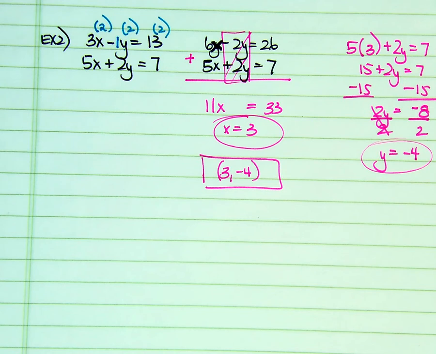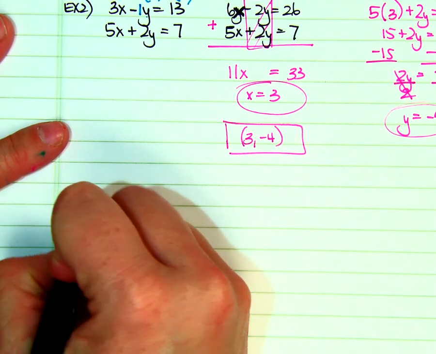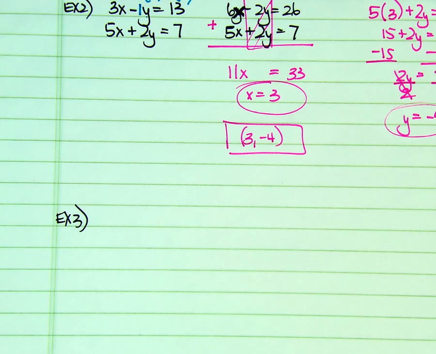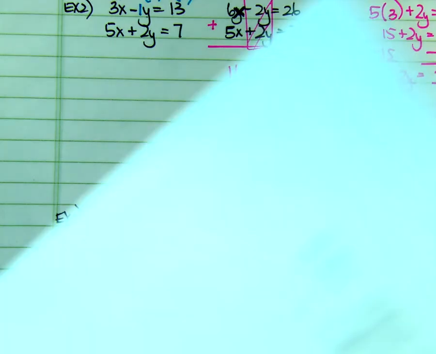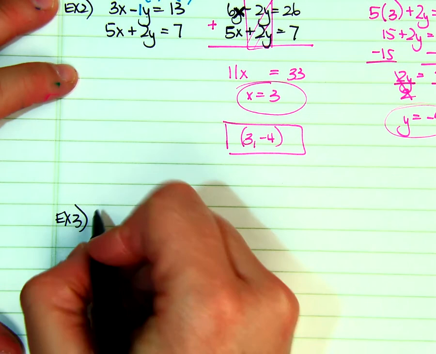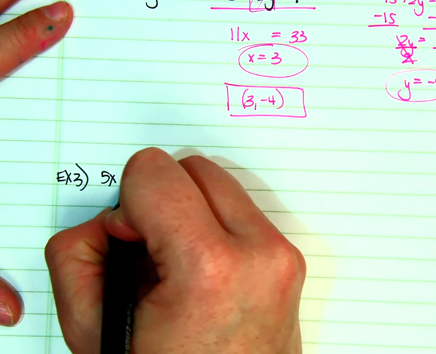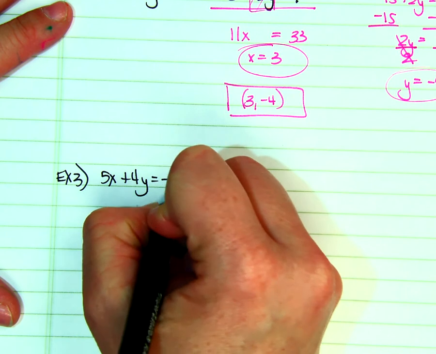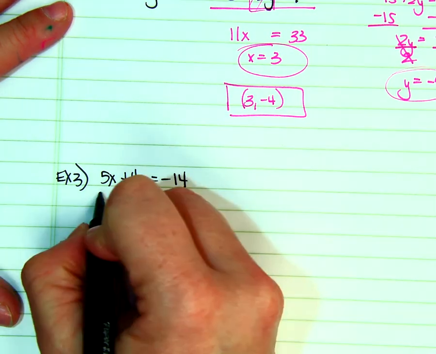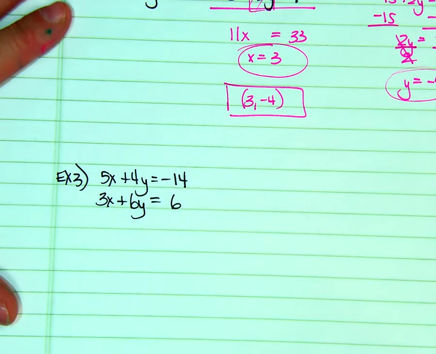Last example that I want to do, let me see if I can find a good one. Let's see. Let's do 5x plus 4y equals negative 14, and 3x plus 6y equals 6.